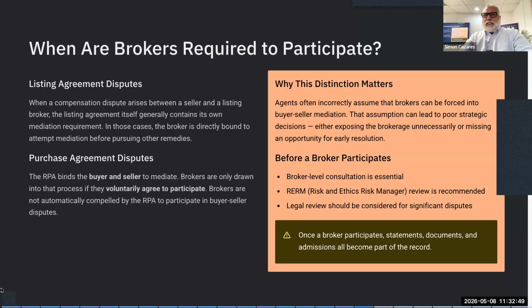Why this matters, right? Agents often incorrectly assume that the broker will be forced into buyer-seller mediation. The assumption can lead to poor decisions, either exposing the brokerage unnecessarily or missing an opportunity for early resolution. Before a broker participates, broker level consultation is essential. Risk management reviews and recommends, and legal review should be considered for significant disputes. Once a broker participates, statements, documents, and admissions all become part of the record.